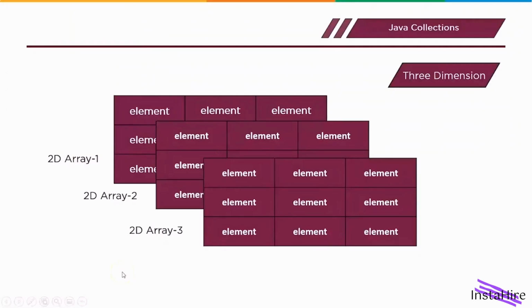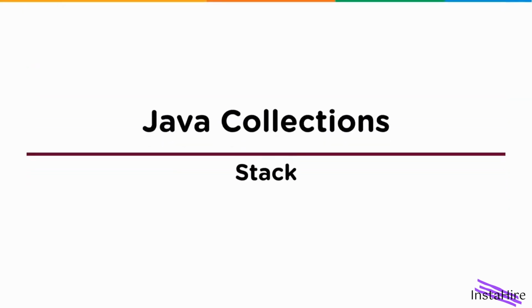So now we have the third type of array, which is a three-dimensional array. By looking at the image, you can make out that a three-dimensional array is basically the combination of multiple two-dimensional arrays. So here the elements are stored in a 3D Rubik's format, and you can access the elements in a three-dimensional array by passing three indices at the same time. So with this, let's continue with the next topic, that is the stack.